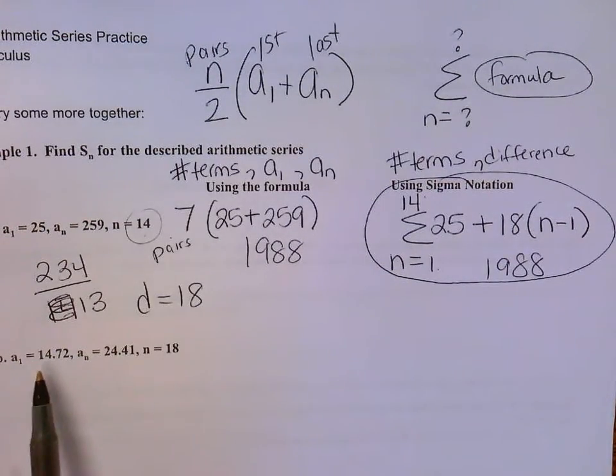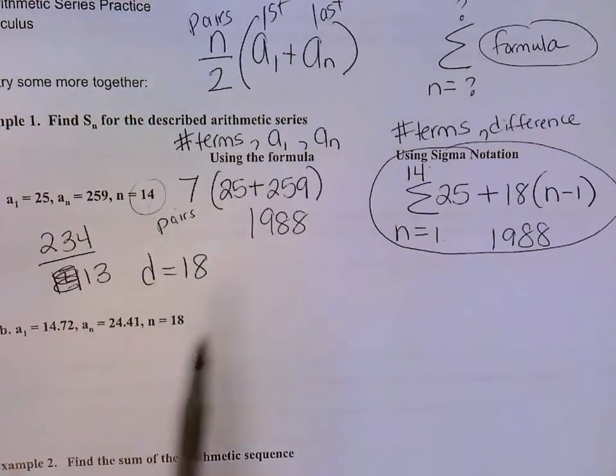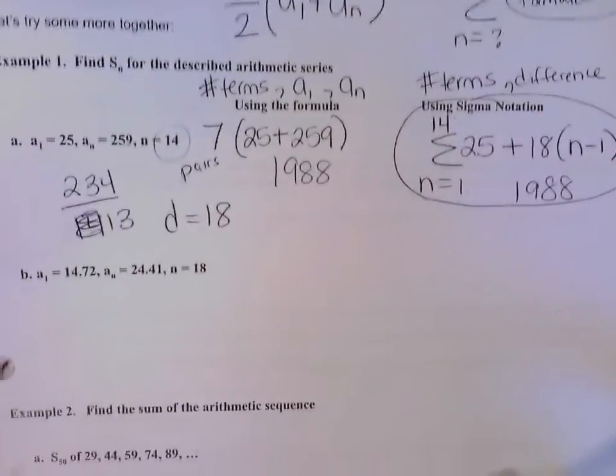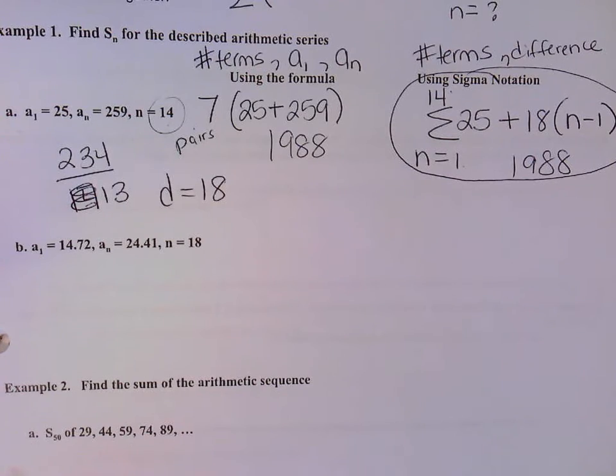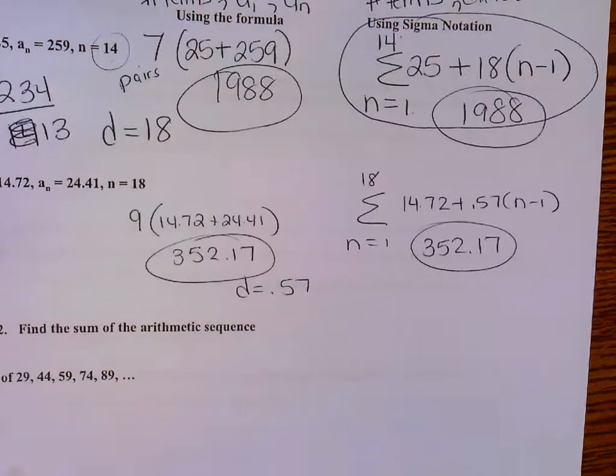See if you can figure out the difference. See if you can do it using the formula and sigma notation. If you want to take a stab at example 2, go for it, but I'll do 2A formula. Do you see how those are set up directly to do the formula really quick and easy?